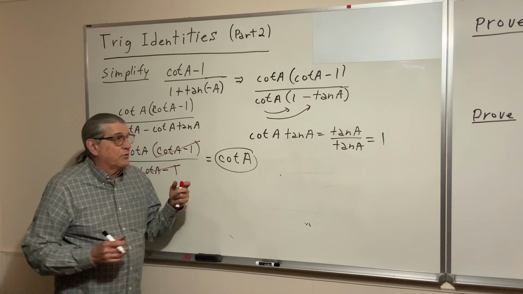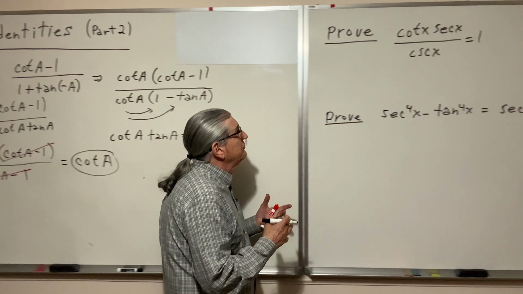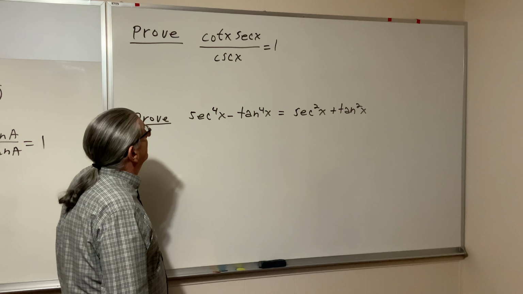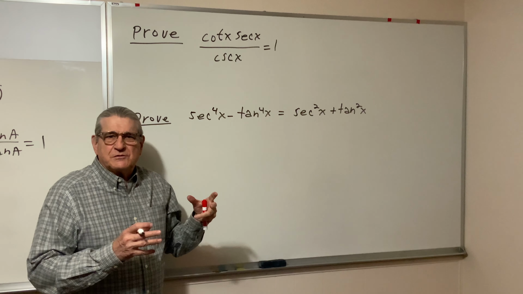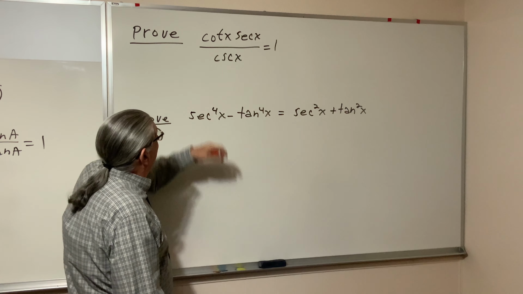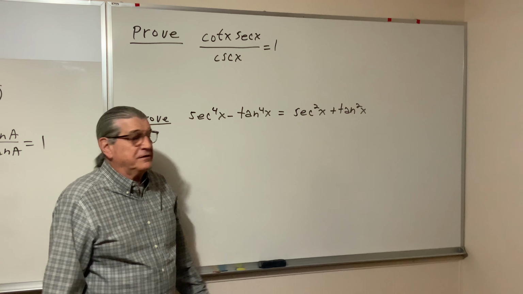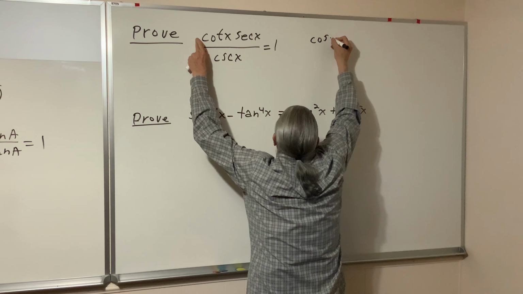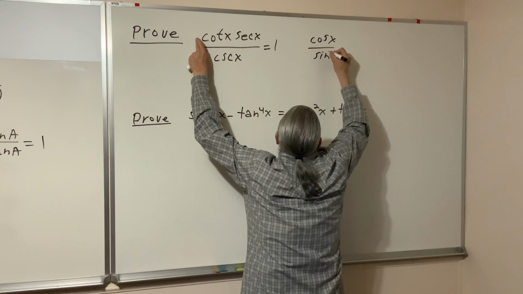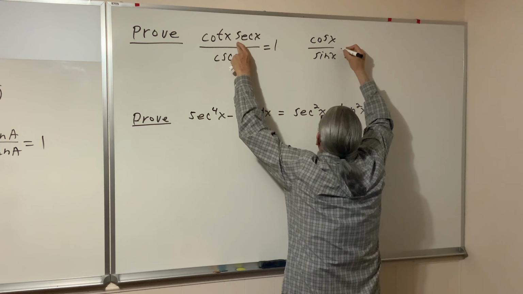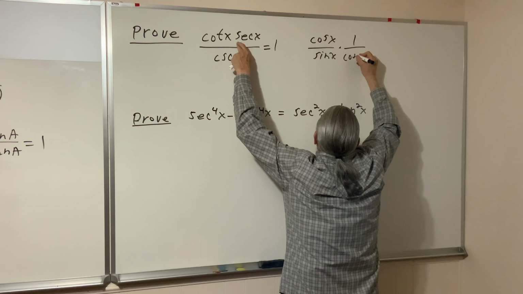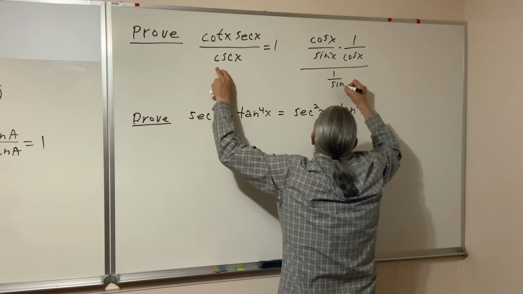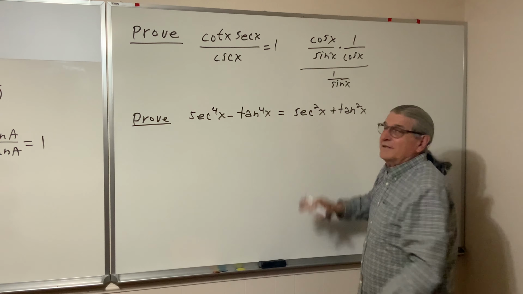Now what we're going to do on the next board is look at proofs. We're actually proving something. We want to prove that this equals 1. Since I don't see sine squared plus cosine squared equals 1 or anything like that, I think I'll turn these all into sines and cosines and work with it that way. So the cotangent, well, that's the cosine x over the sine x. And the secant is 1 over cosine x. And the cosecant is 1 over the sine x. Okay, we've made it all into sines and cosines.